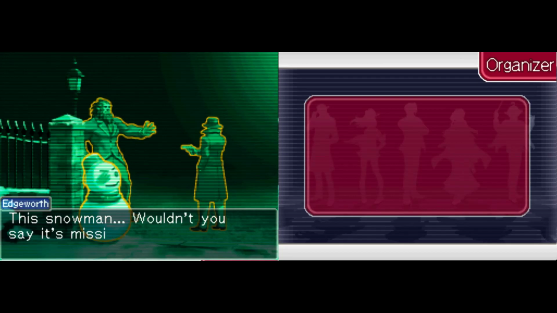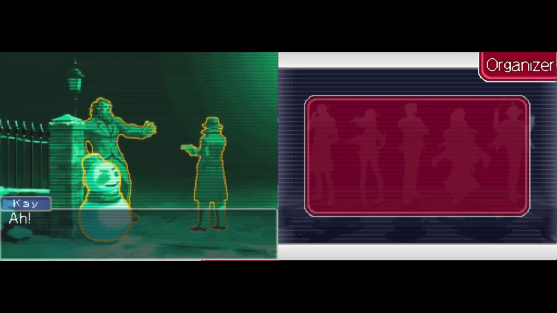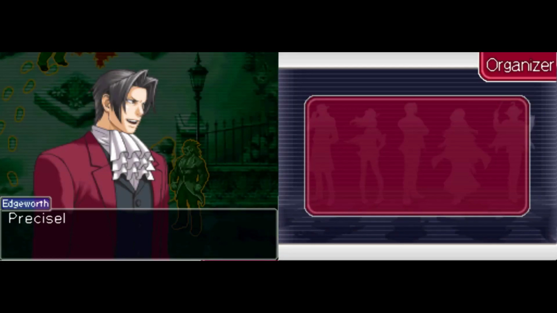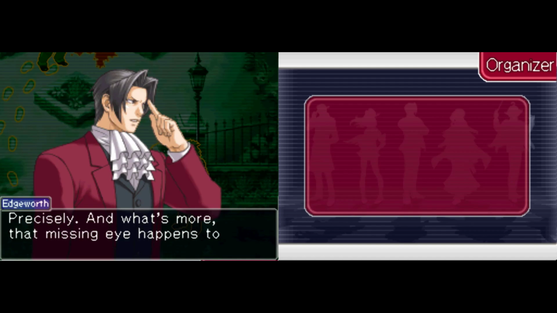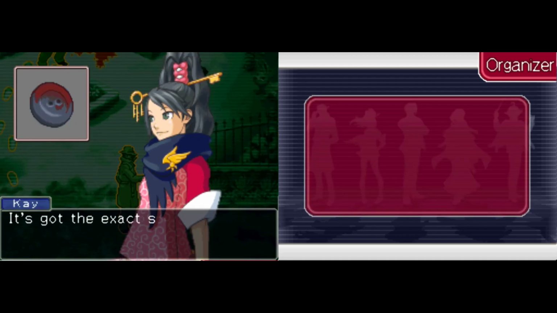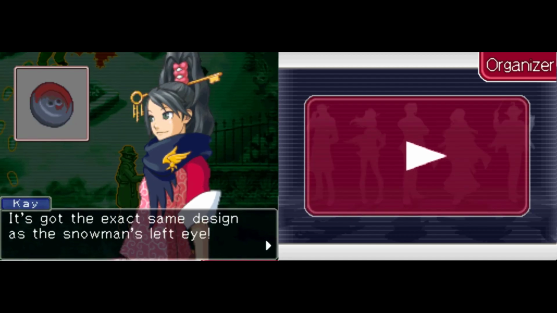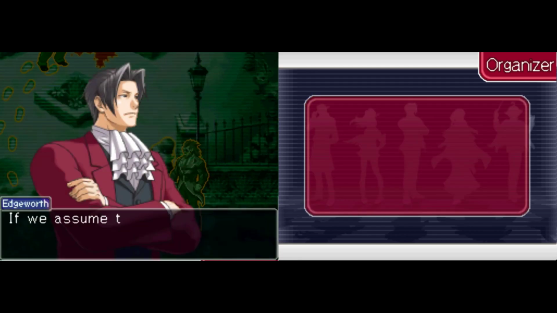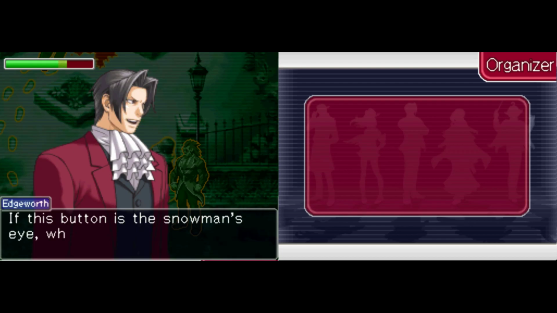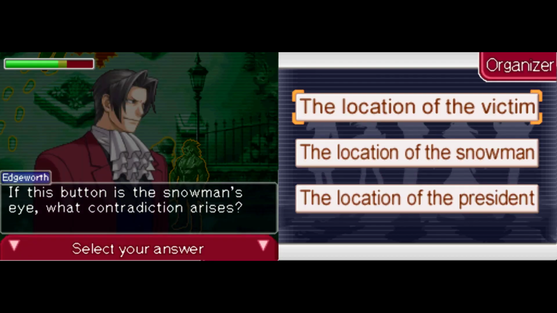This snowman, wouldn't you say it's missing something? Ah, its right eye is missing. Precisely. And what's more, that missing eye happens to be in our possession. The button that Mr. Cameron was holding on to. It's got the exact same design as the snowman's left eye. If we assume this button was indeed the snowman's eye, a huge contradiction arises. If this button is the snowman's eye, what contradiction arises?